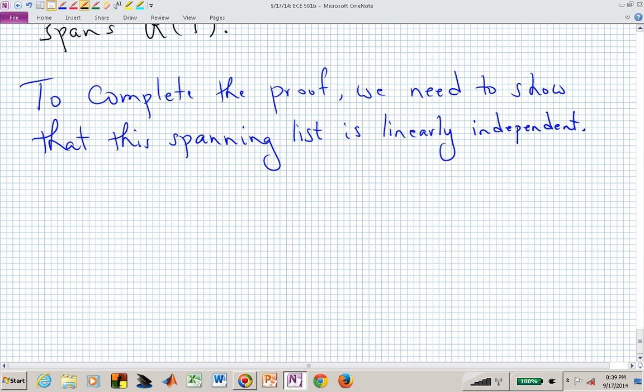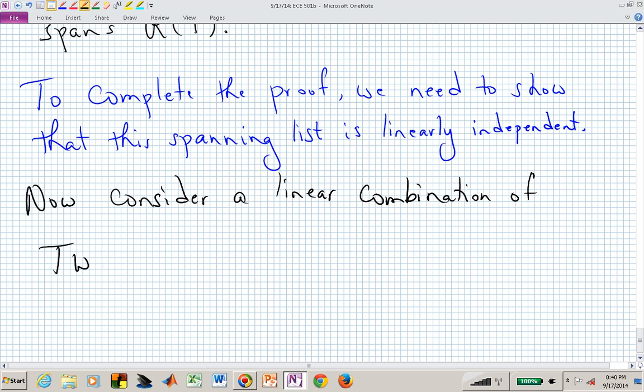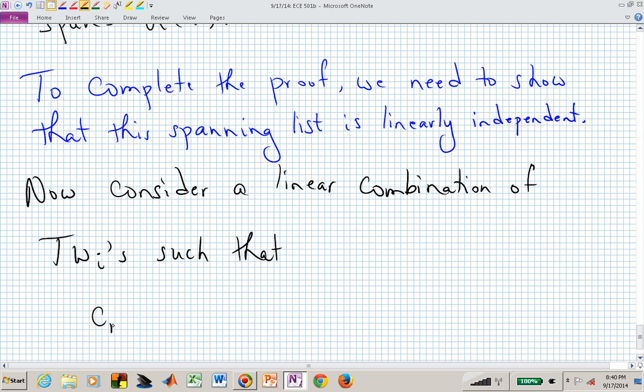If that's what we're setting out to show, that we have a set of linearly independent vectors, let's now consider a linear combination of those vectors in that spanning list. Now consider a linear combination of these Tw_i's, and let's now combine those with scalars, let's say, c1 Tw1 plus c2 Tw2. Let's now consider the linear combination of all of those such that they sum to 0.